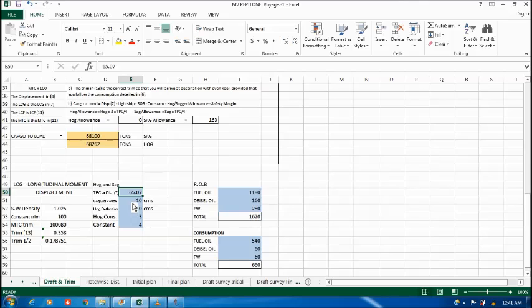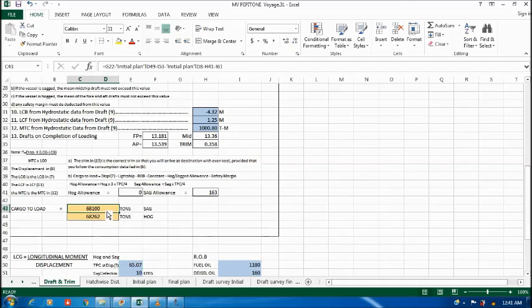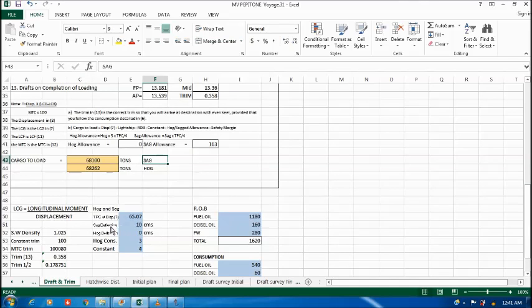Okay, and now we have the total cargo to load here, because in our example we have a sag deflection of 10 centimeters. That's why we're going to use sag in this problem, and our total cargo to load is 68,100 tons.